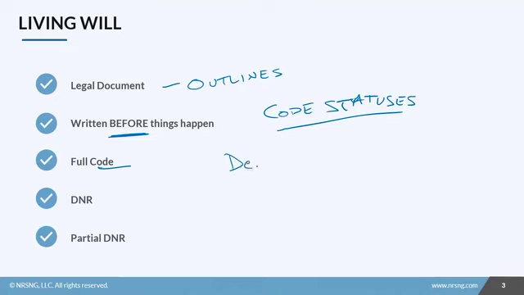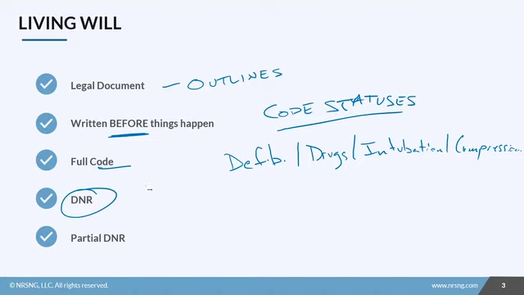So when we talk about full code status, what full code means is that they want everything. So they want to be defibrillated. They want life-saving drugs. They want intubation. It also means that they want compressions. And that also means that they want to be hooked up to a ventilator. And when we talk about other things like a DNR status, a DNR status is essentially the opposite of this.